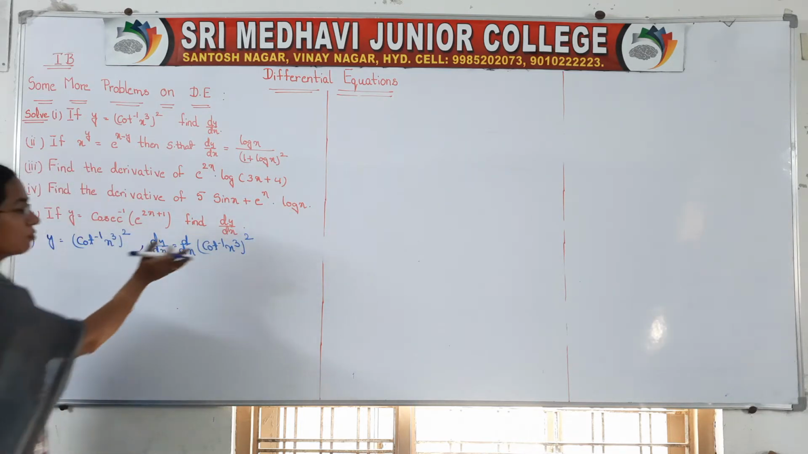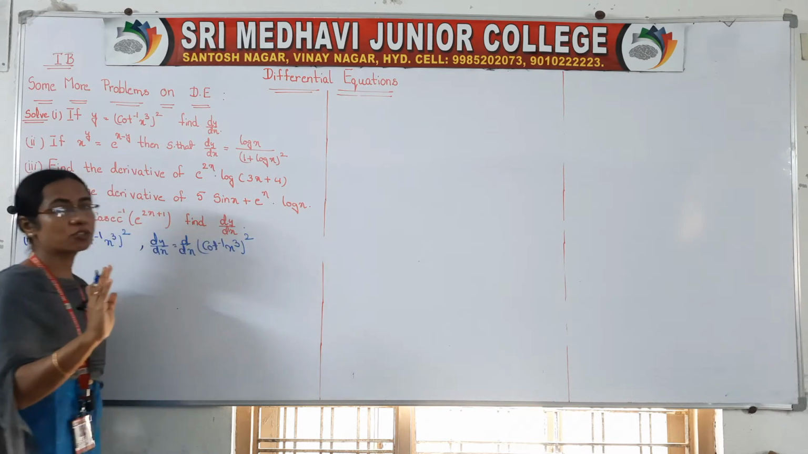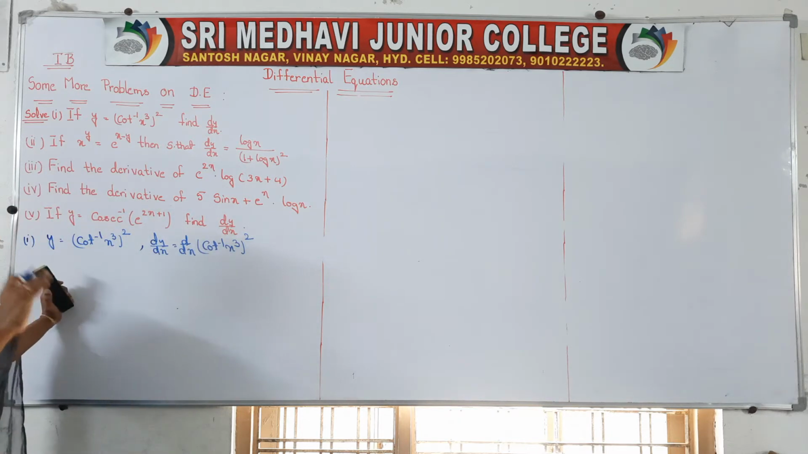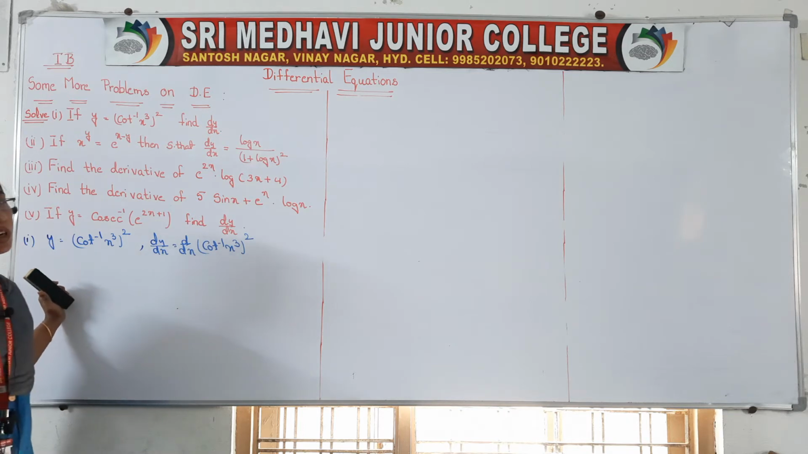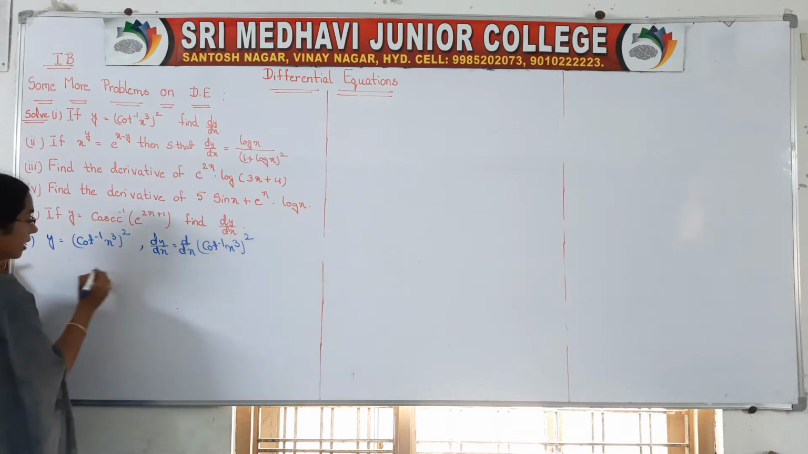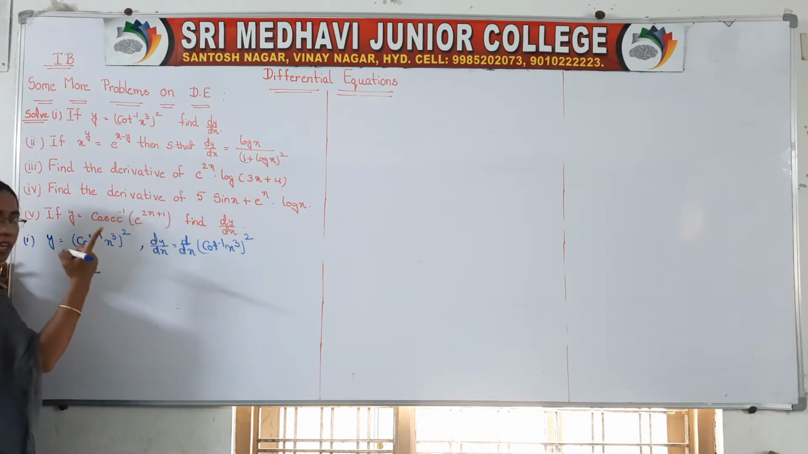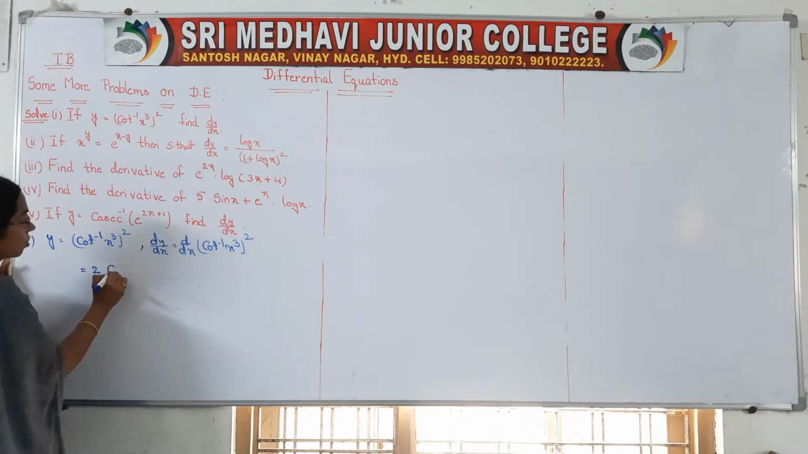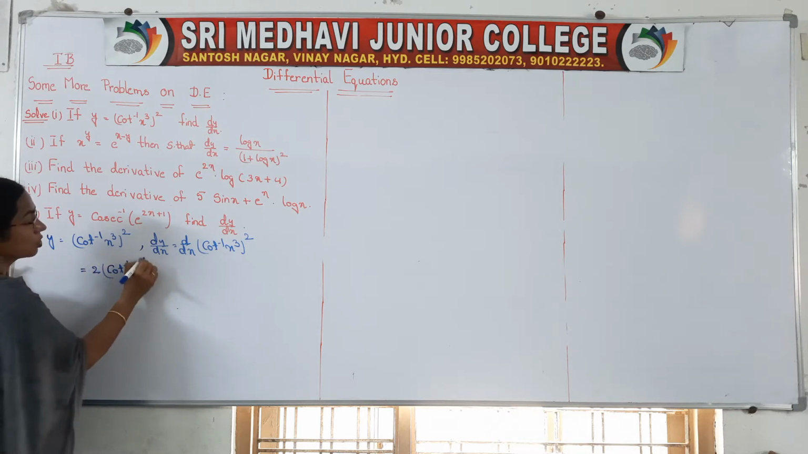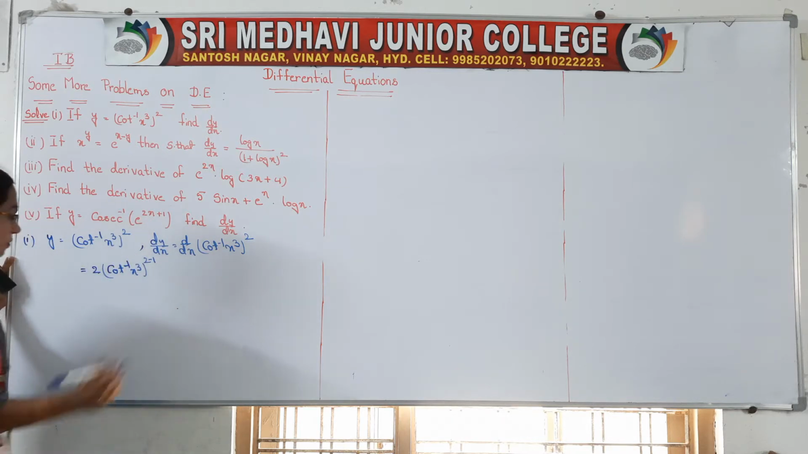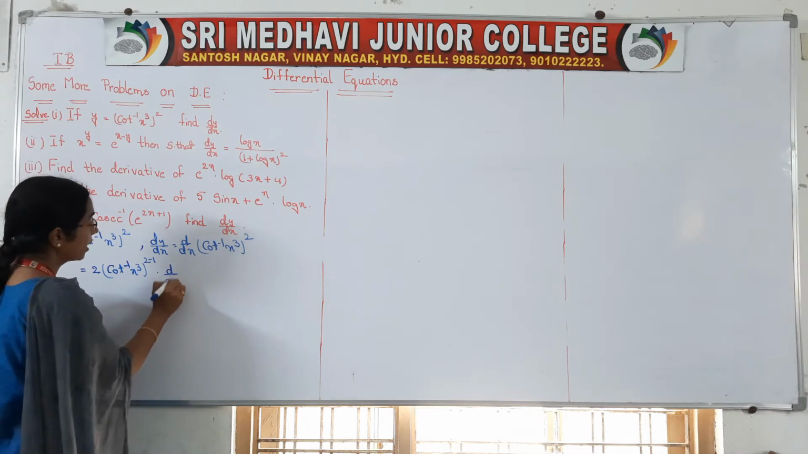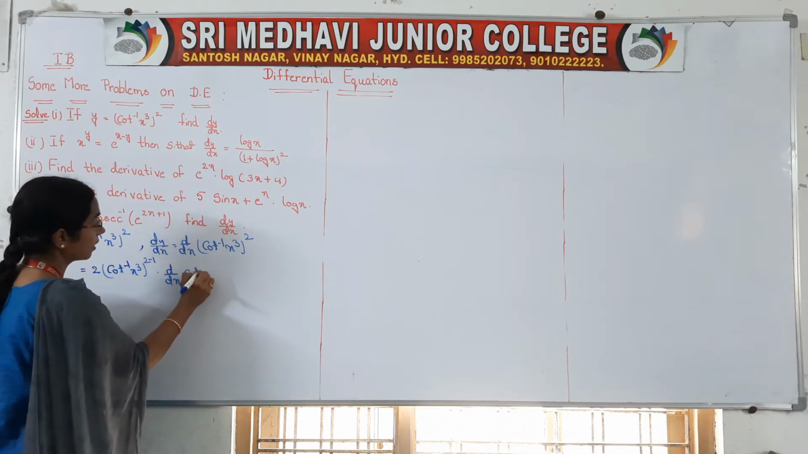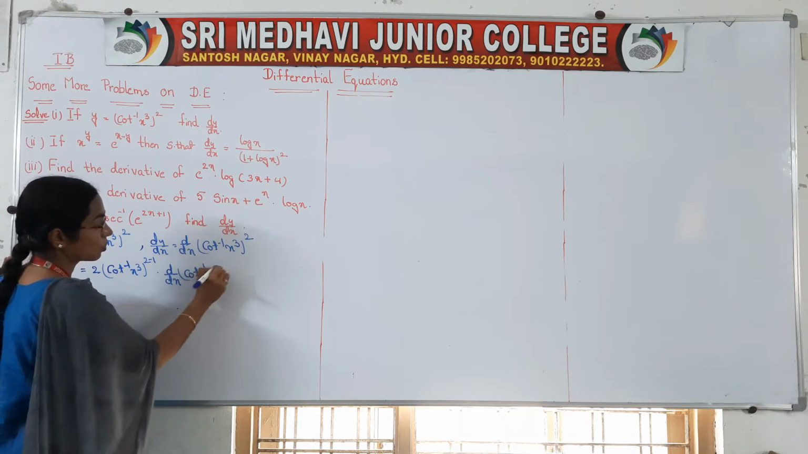Here a variable has the power form, x to the power of n. D by dx of x to the power of n is n into x to the power of n minus 1 into d by dx of the variable. So in place of n we have 2, and in place of the variable we have cot inverse of x cube. So it is 2 into cot inverse of x cube to the power of 2 minus 1 into d by dx of cot inverse of x cube.